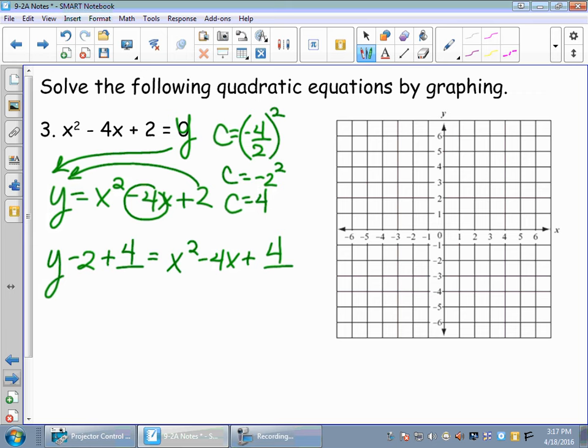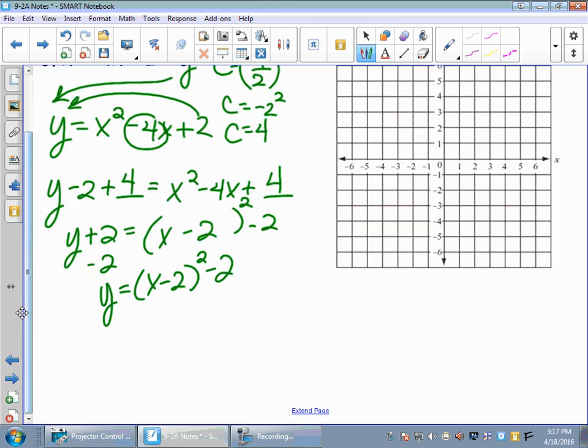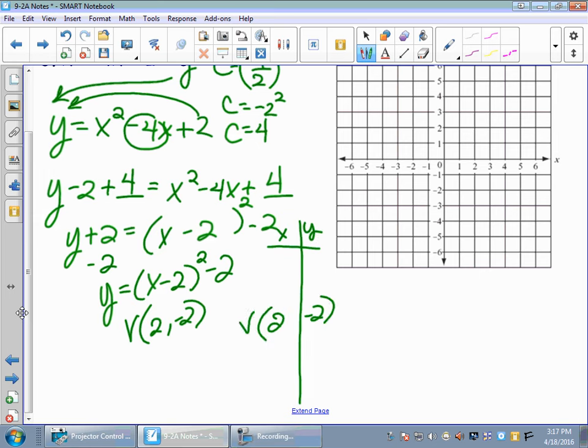When you do that, I get y plus 2 is equal to this whole thing factors to x minus 2 squared. That was the whole reason we did it. And then bring over the -2. Subtract 2 from both sides. Y equals x minus 2 squared minus 2. Lots of 2's there. So now that I have it in vertex form, I can tell you that my vertex is 2, -2. My table of values, my vertex is 2, -2. So if my vertex is 2, -2, that's up 2 and down 2.